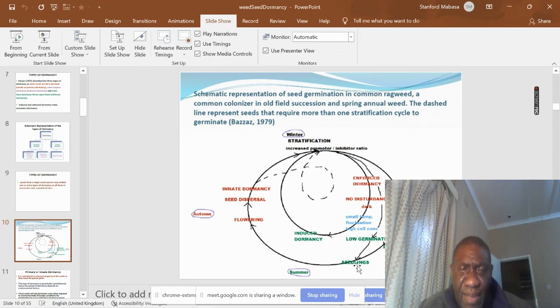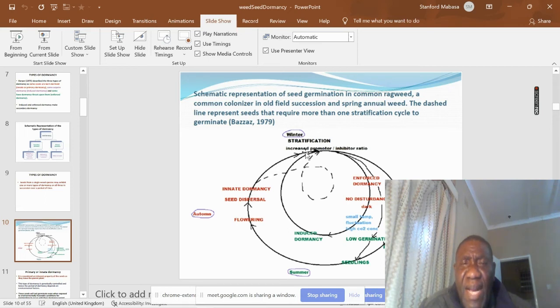Now let us start with the summer. Summer is signaled by germination, which forms seedlings. These will become mature plants and go into a state of flowering. Then there is seed dispersal. The seeds which are dispersed already have some dormancy, and that is known as innate dormancy.